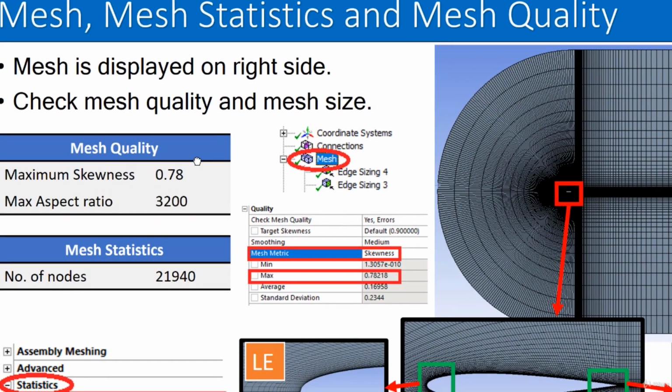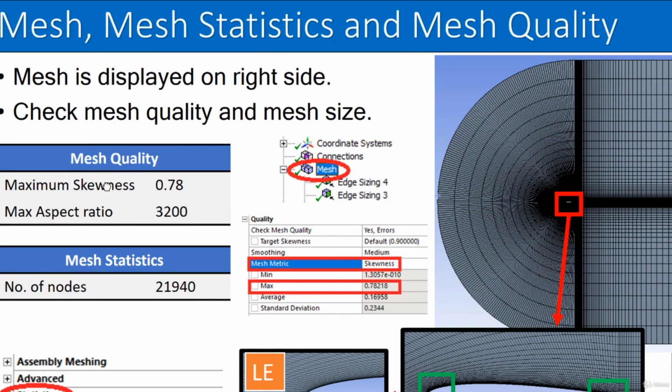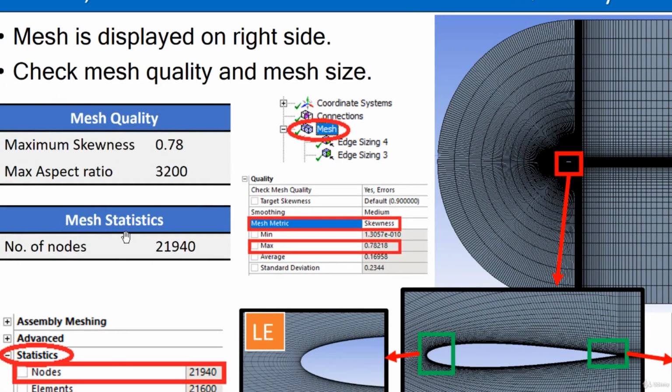The second thing is to check the mesh quality, and the third is the mesh statistics, that is, how many nodes there are. The important parameters to check for mesh quality are the skewness and the aspect ratio. Maximum skewness should not be more than 0.9 or 0.93, and in this case it's 0.78. In the mesh we have just created, maybe we have slightly different values. The maximum aspect ratio is 3200, and the number of nodes is 21,940.